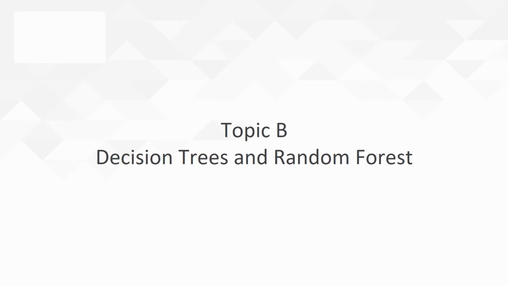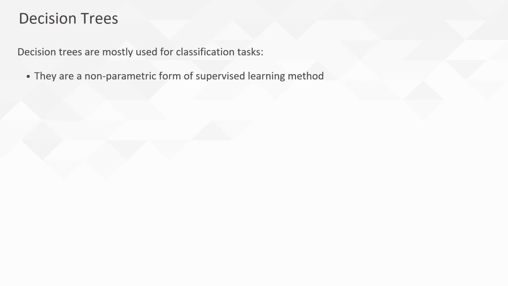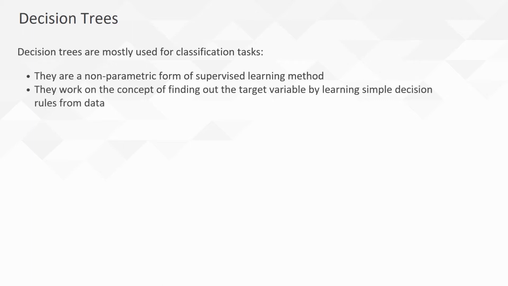Let's move on to topic B, decision trees and random forest. Decision trees are mostly used for classification tasks. They are a non-parametric form of supervised learning method. Decision trees work on the concept of finding out the target variable by learning simple decision rules from data. They can be used for both classification and regression tasks.